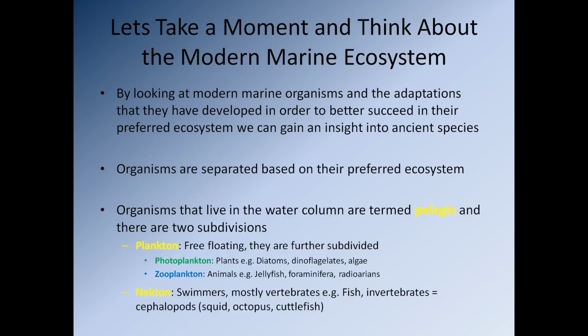Then we also have a group of organisms which we refer to as nekton or nektonic organisms, and those are the swimmers. They're mostly vertebrates, so think of fish, sharks, etc. But there are some invertebrates, including the group that has cephalopods in it. Cephalopods are the group that includes squid, octopi, and cuttlefish. So these are organisms that have the capacity to propel themselves through the water.